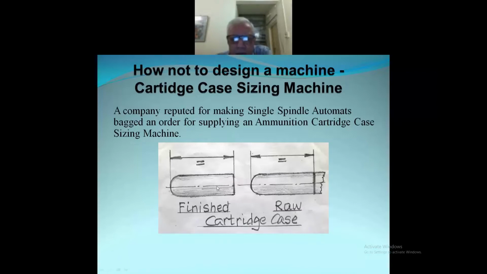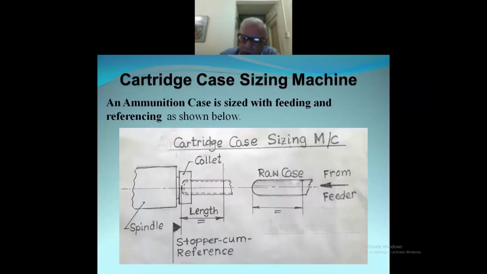But in their wisdom, they thought the machine has to look like this. A simple machine: there is a spindle, there is a collet, then the raw case is fed from the right, from a hopper, it goes into this, comes to a stop, and that becomes the stopper, the reference, and then one tool comes and cuts it off, and it falls. So that is the cartridge case sizing machine, a simple machine.